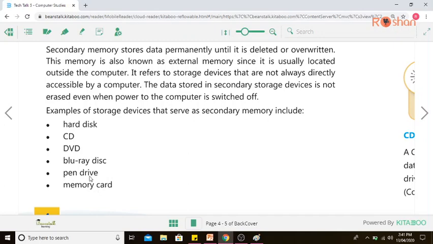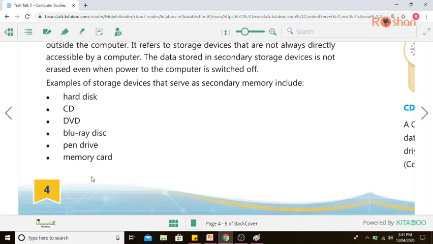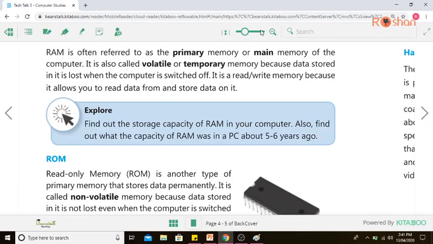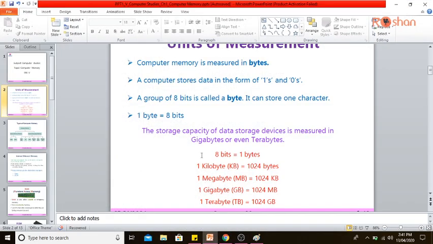Nowadays we mostly use only the pen drive. We rarely use CD, DVD, Blu-ray disc, and memory card. We only use the pen drive. But these are the memories included, so we will just explain the use of each memory. Now I'll show it in the PPT.